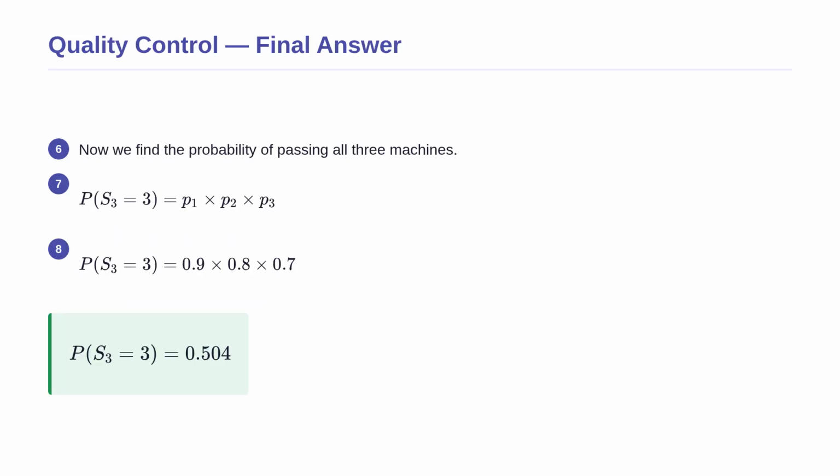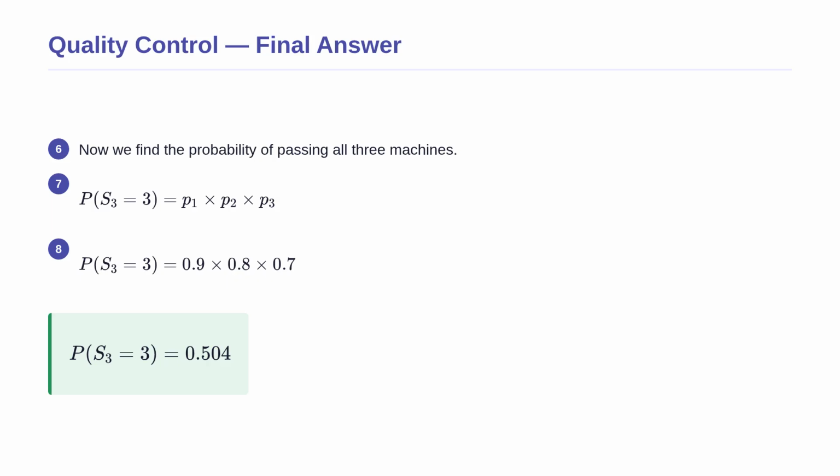Continuing with the same factory setup, we now need to find the probability that the product passes all 3 machines. To find this, we multiply the individual probabilities together, representing the reliability of this series system. We substitute the values 0.9, 0.8, and 0.7 into the multiplication. Calculating this gives us 0.504. The probability of the product passing all 3 machines is 50.4%.